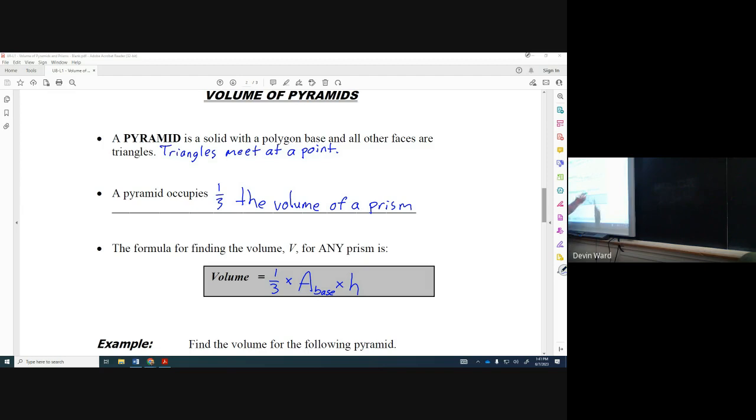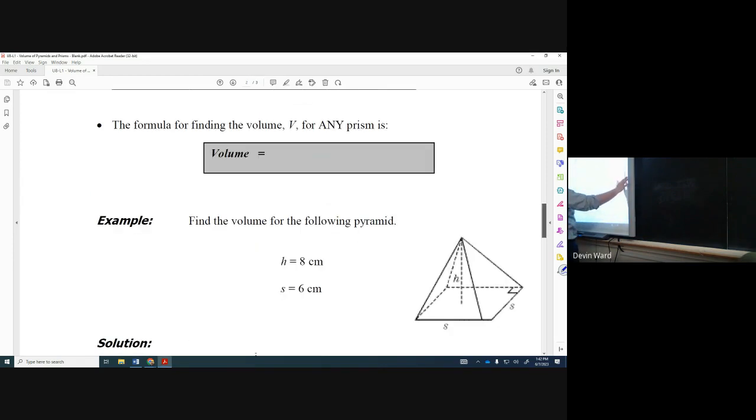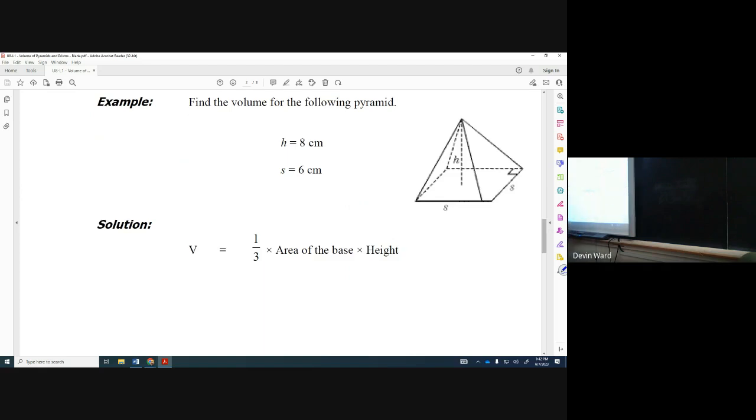So the volume for any pyramid is 1/3 times the area of the base times the height. If the base is a rectangle, we'll use length times width. If the base is a square, like we're going to do next, it's just our side squared. If you're going too fast, just ask the supply teacher to pause the video. I'm sure they're a very nice person, and they can pause the video for you.